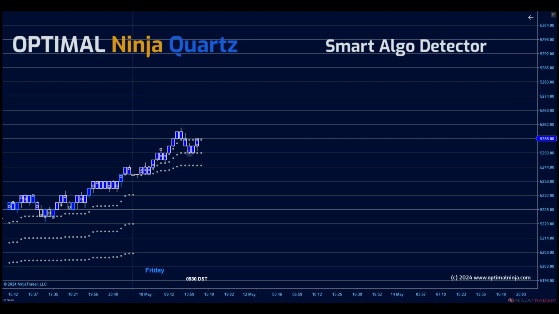Earlier we had a pullback to session midpoint, and on the opening bar we've had a retest of midpoint with buying a few ticks ahead of midpoint, which is a sign of buying aggression. However, as I've said before in these videos, our primary method of buying is entering at value and not chasing the market, so we are waiting for a pullback.